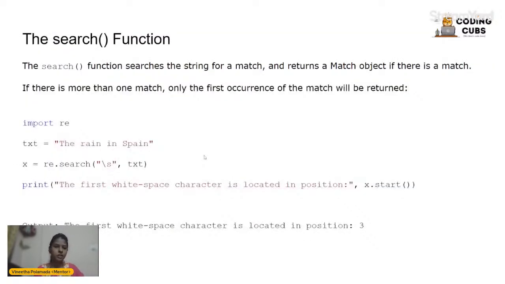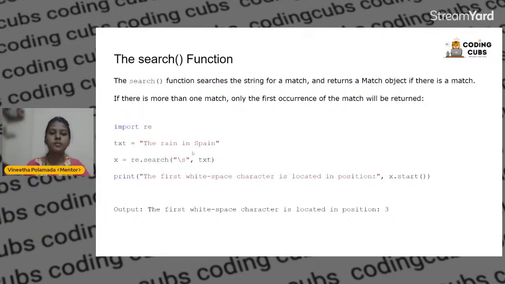So coming back to the PPT. The search function will just see if the white space character is present in the given string or not. In that given string, I have three spaces, right? The space, rain space, in space, Spain. So three spaces I have. What I'm saying is that the first white space character is located at position x.start. So what does x.start give? From the starting, it's counting the number of spaces.